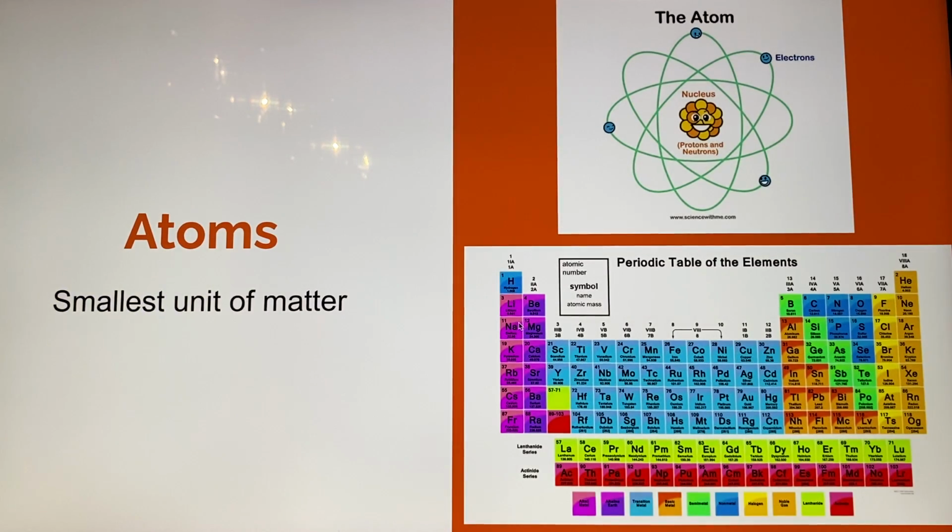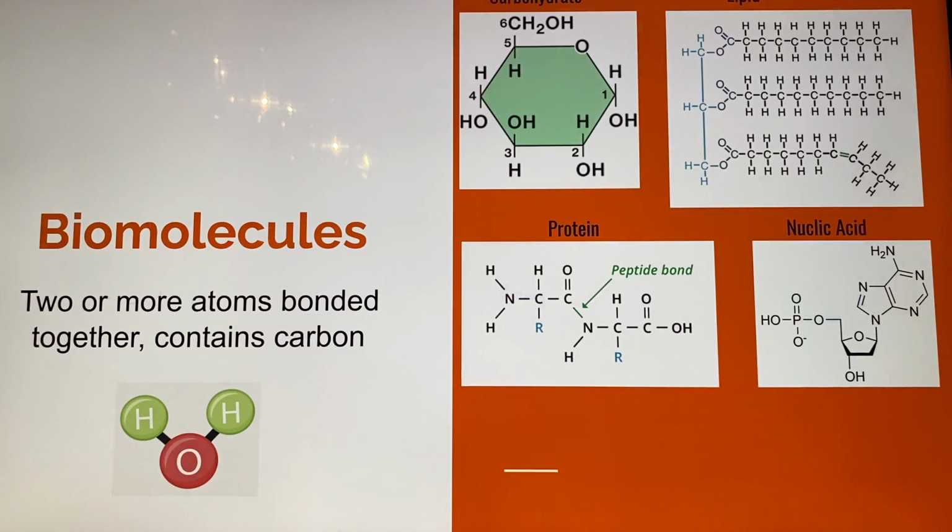So atoms, the smallest unit of matter, and there it is, a periodic table of elements. All these atoms have electrons floating around them, as well as in the middle, the nucleus. We have a nucleus also in our cells, and the nucleus is basically the control center. Basically, it gives the commands of what everything's going to do.